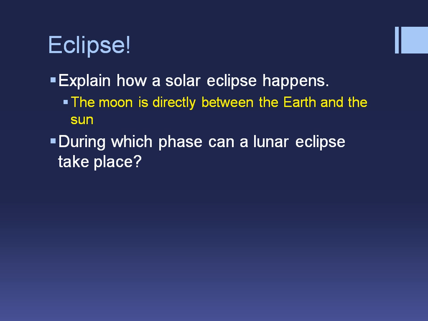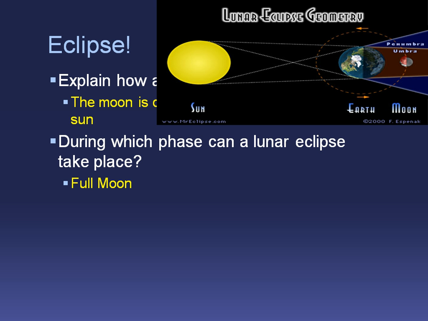The next one was: during which phase can a lunar eclipse take place? Remember, eclipses only happen when they're in a straight line, so it has to be a full moon, because a lunar eclipse is when the moon is in the Earth's shadow. You can see in this diagram here, we have the sun shining again towards the Earth, and then you can see the moon has moved into the umbra of the Earth, and so that is what's going on.